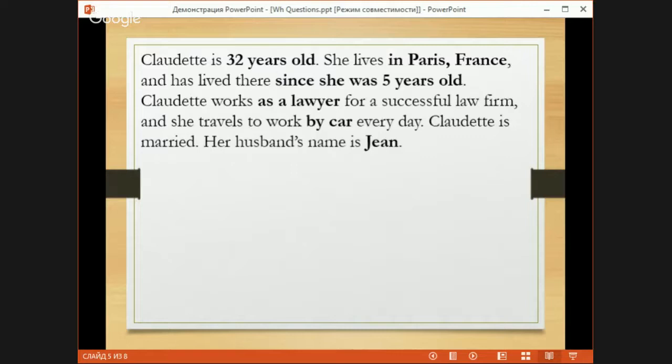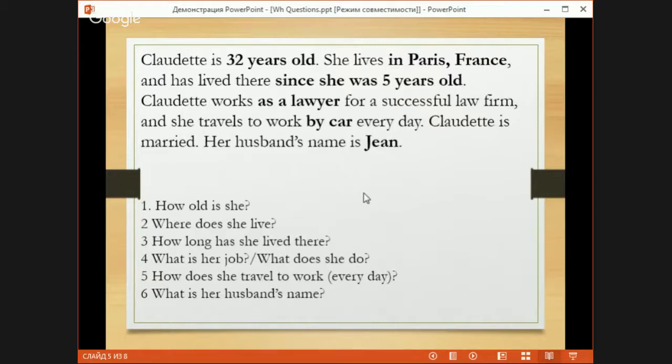So the first one, she's 32 years old. The question will be, how old is she? She lives in Paris, so we ask, where does she live? She has lived there since she was 5 years old. How long has she lived there? She works as a lawyer, so what is her job or what does she do?